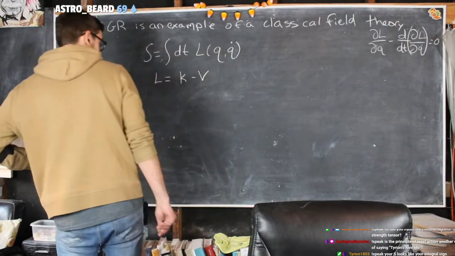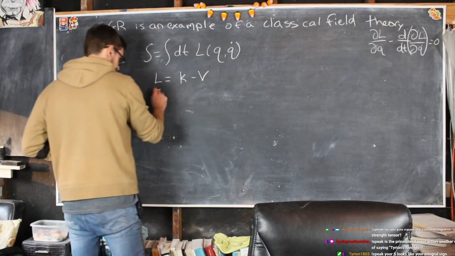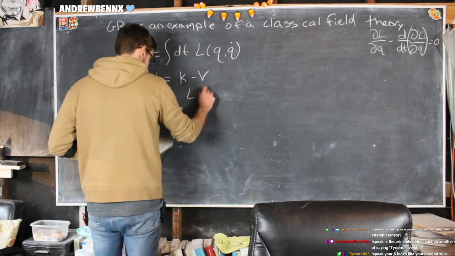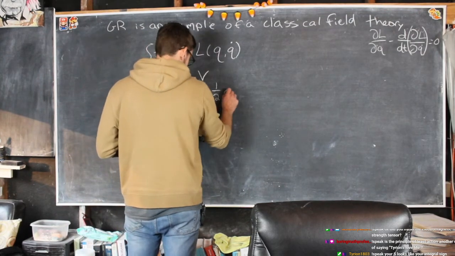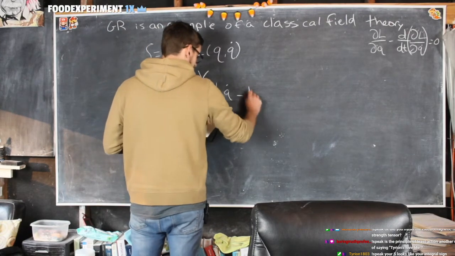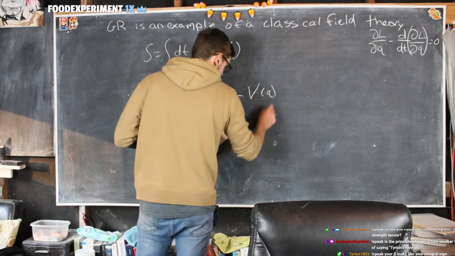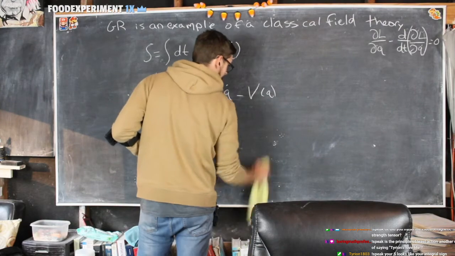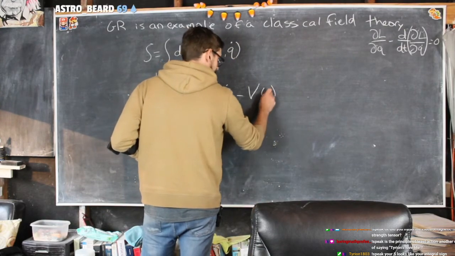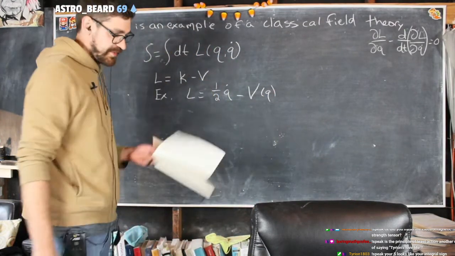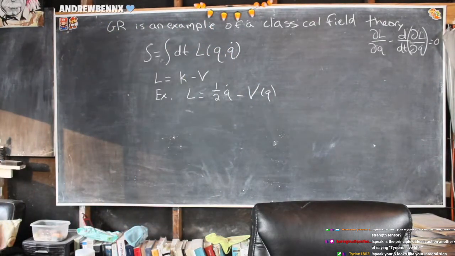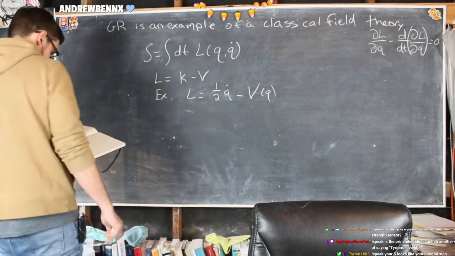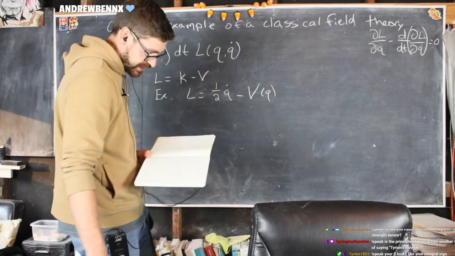So let's have a little example here. What if we have a Lagrangian that looks like the following? And this might be a Lagrangian that looks somewhat familiar. They all kind of look familiar because we see them all over the place in quantum mechanics and stuff like that. But we have 1/2 times the time derivative of Q, squared, minus the potential, which is a function of Q.